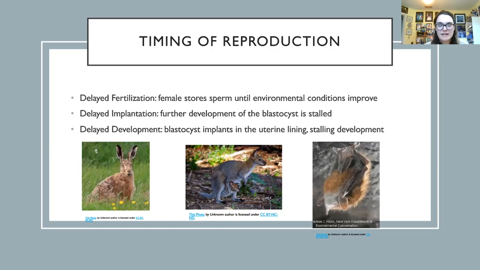There's also delayed implantation, which is where further development of the blastocyst is stalled. So fertilization has occurred, but implantation in the uterus has not. And we can see that in kangaroos.